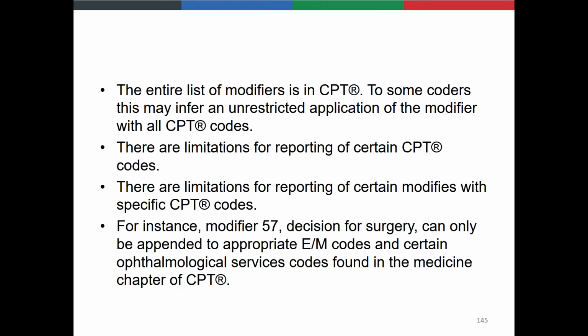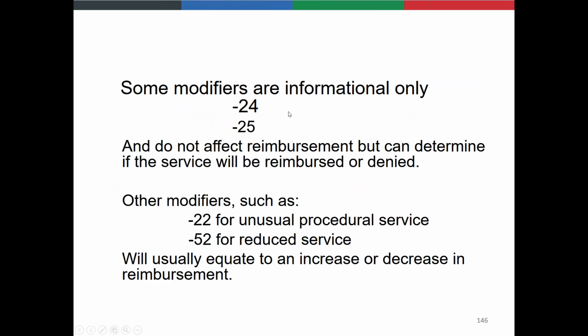For example, the modifier 57, decision for surgery, can only be appended to an appropriate evaluation and management code and certain ophthalmological services codes found in the medicine chapter of CPT. How do we know that? The instruction is going to be on the main code itself to use modifier 57. Remember how in the exercise, Sherry, you said it said to use modifier 51 on colposcopy, and that threw you off? You're going to have instructions like that on when it would be applicable to use a certain modifier. Okay, some modifiers are informational only.